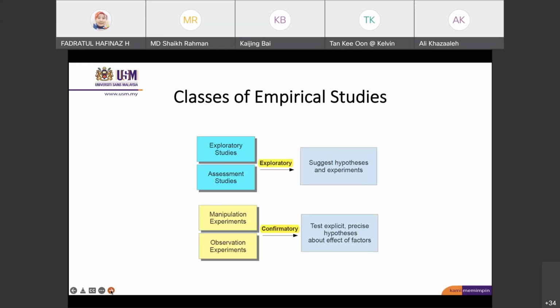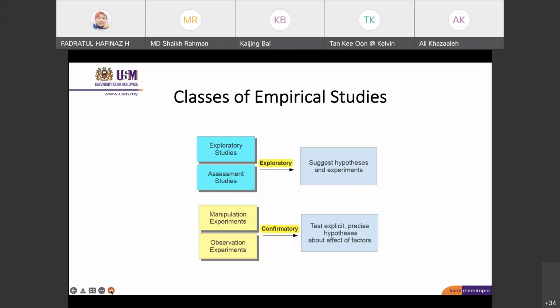So there are a few classes of empirical studies. Okay? The first one is the exploratory and the second one is the confirmatory. Okay, in the exploratory, there are exploratory study and also assessment study, whereas in the confirmatory, there is a manipulation experiment and also observation experiment.